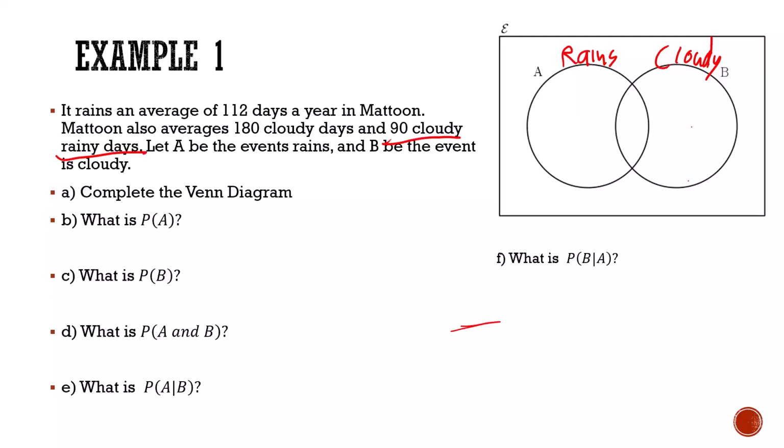You should know this. Where do I write that number? Crosses. Okay, yes. Now, it says that it rains an average of 112 days a year. Should I put 112 here? Classmates, should I put 112 where I put it?